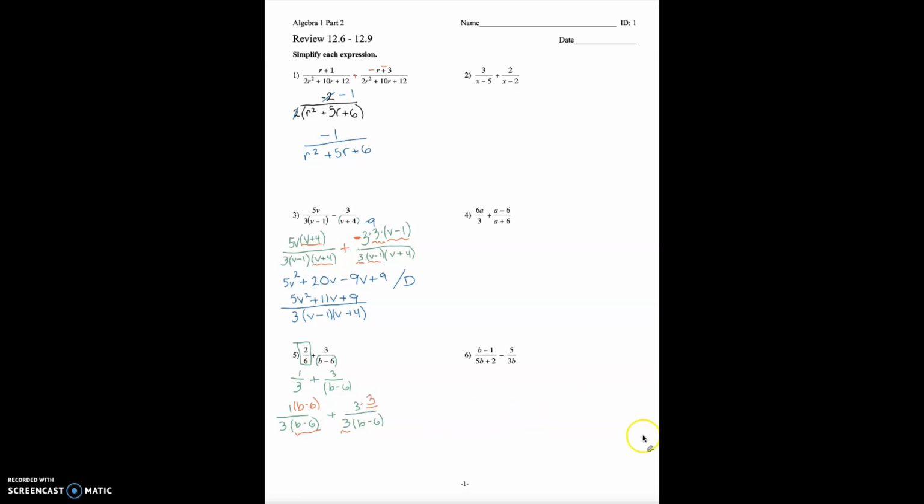So it's nice here, we're multiplying 1 by b minus 6, so I get b minus 6. And then 3 times 3 is 9. And again, I'm just going to put over the denominator here. So I get b plus 3 over the denominator, which was 3 times b minus 6.